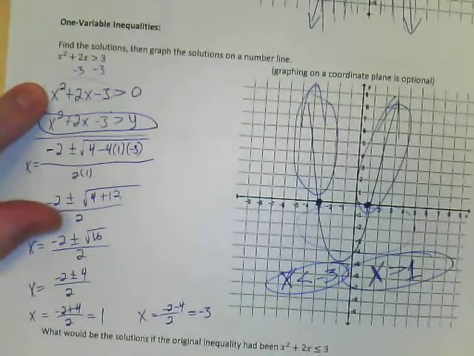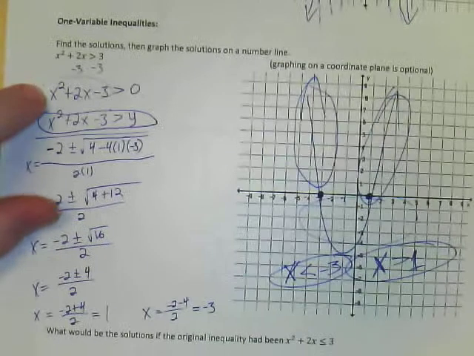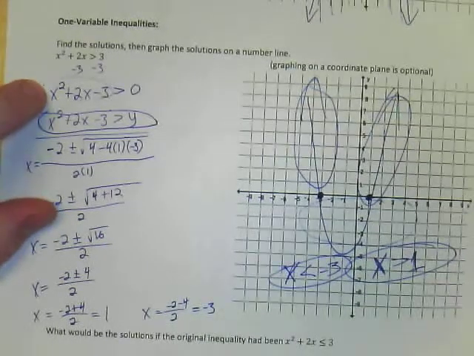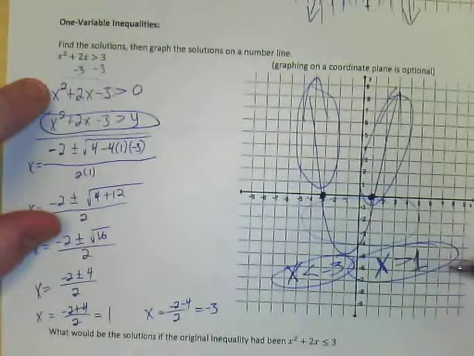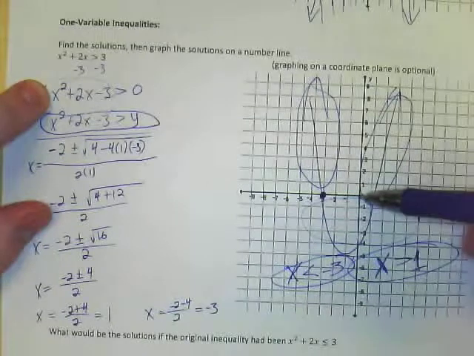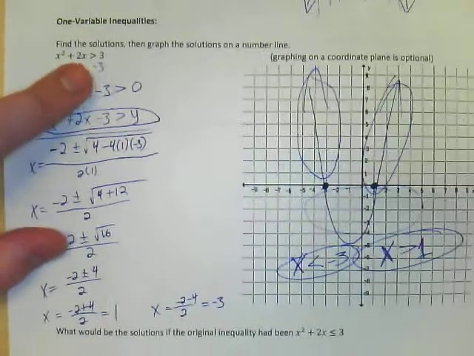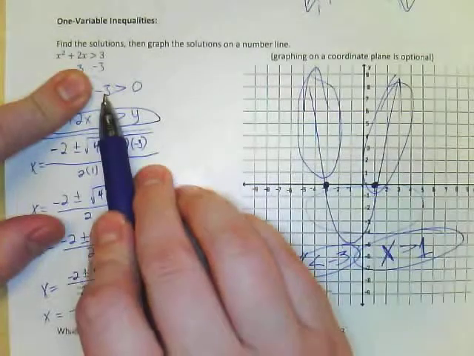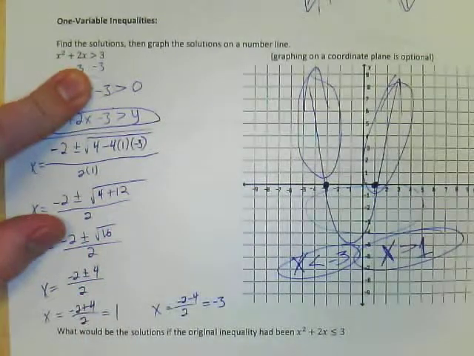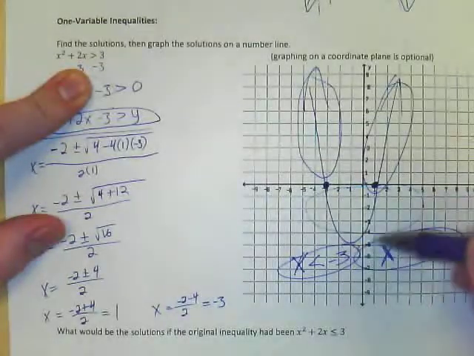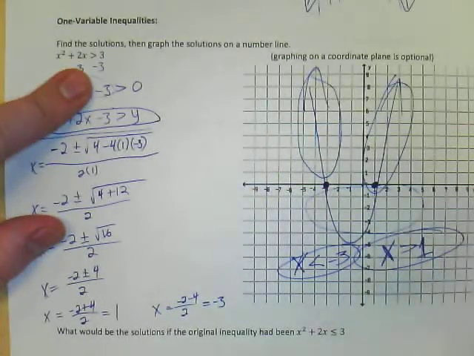And you could test that just to be sure. So if you want to plug in negative 4, you would see that you'd get a true statement here. If you were to plug in 2, that would be greater than 1, you would get a true statement here. If you were to plug in, say, 0, well, actually, we can go ahead and do that. So 0 squared plus 2 times 0 minus 3 would be negative 3. So that's saying that negative 3 is greater than 0. Well, that's not true. And that's because this part is negative, so it makes the inequality false.